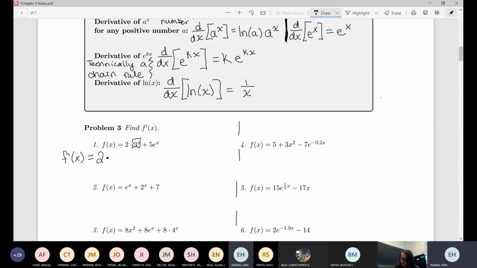Now I've got to take the derivative of 3 to the x. Well, that's an a to the x case. So my rule above tells me that the derivative of that is going to be the natural log of 3 times 3 to the x. Don't crap out on me now.